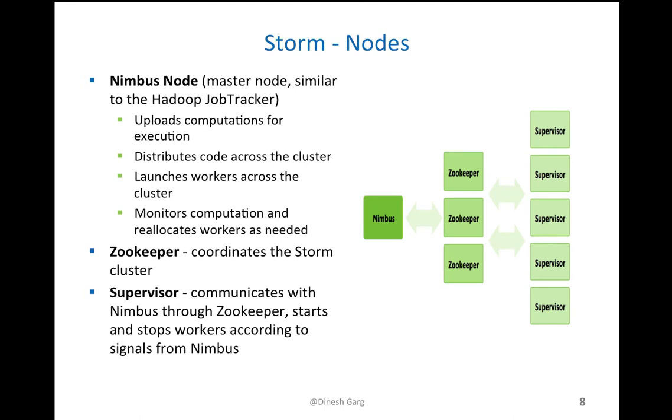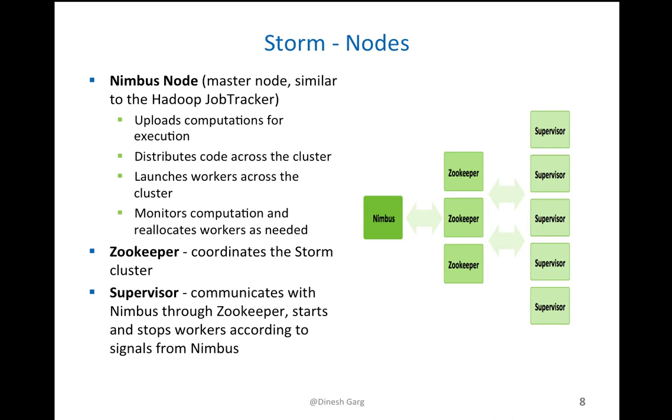There are 3 different kinds of nodes that are used in a distributed Storm setup. There is a master node, which they also call the Nimbus node, and this is the node which uploads the computations for execution and distributes code across the cluster that's being set up. The other node, which is familiar to everyone who knows a little bit about distributed computing, is the zookeeper, which is used to coordinate the Storm cluster.